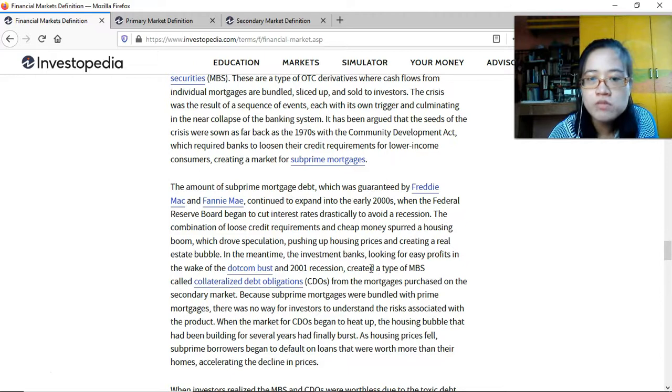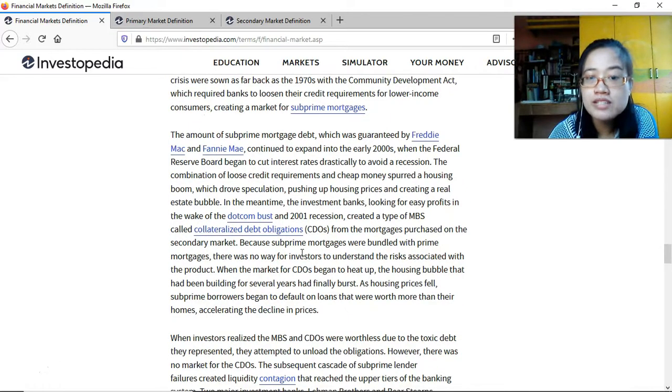In the meantime, the investment banks, looking for easy profits in the wake of the dot-com bust and the 2001 recession, created a type of MBS called collateralized debt obligations, okay, from the mortgages purchased on the secondary market. Because subprime mortgages were bundled with prime mortgages, there was no way for investors to understand the risk associated with the product. It's somehow a portfolio. Some are risky, some are not, but majority of it are risky.